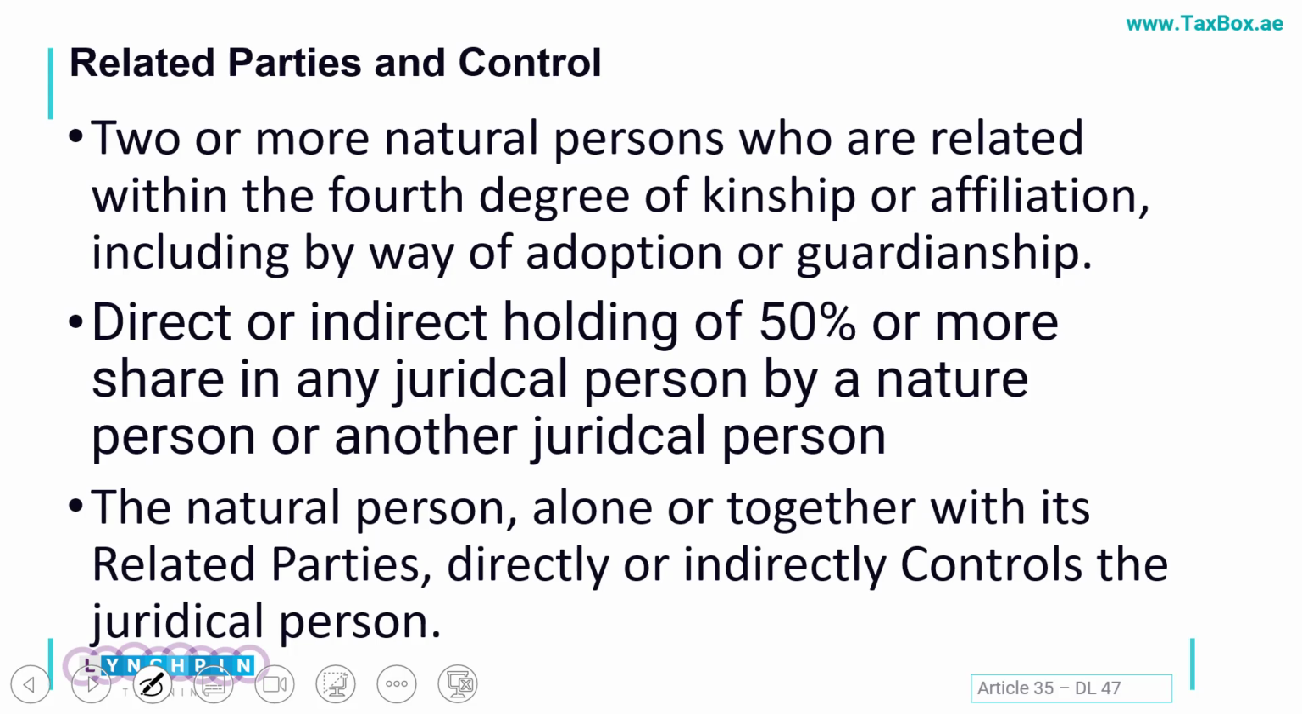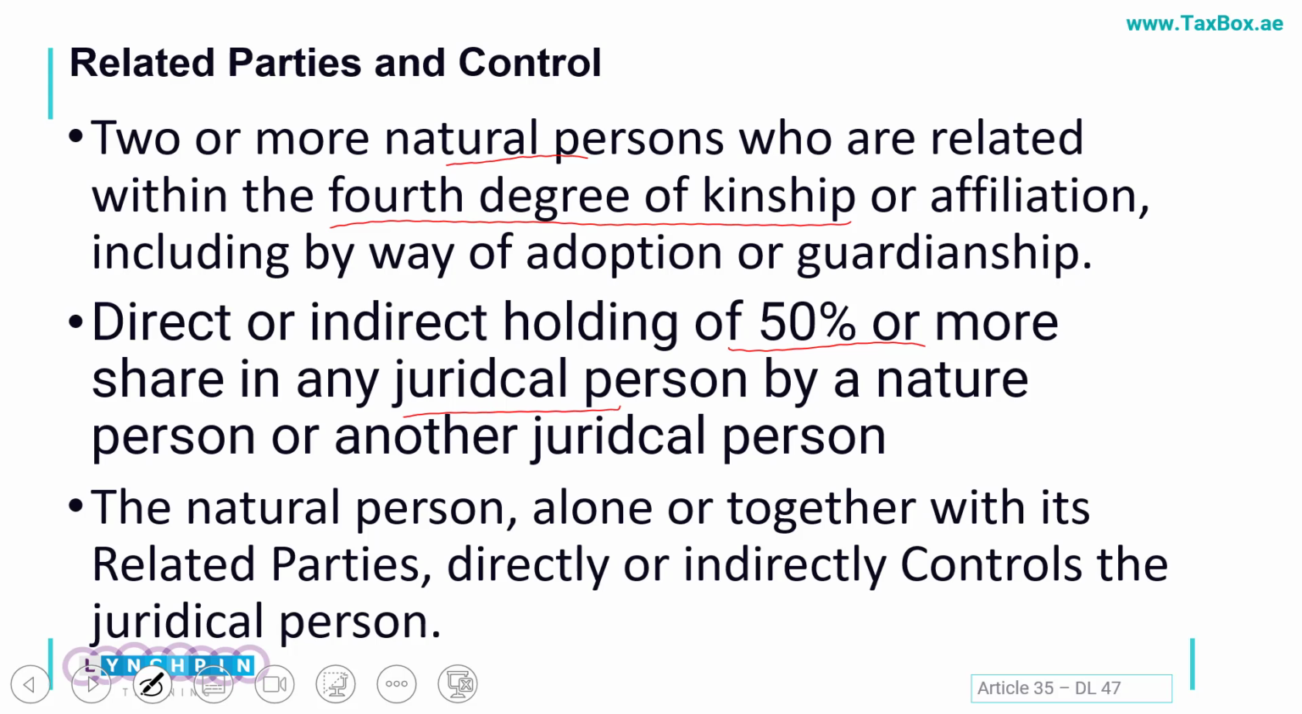Now, how is the concept of a related party or a connected person established? Two or more natural persons who are related with each other up to the 4th degree of kinship, which means father, son, grandson, and so on and so forth. And if any person or legal entity is holding 50% or higher in another entity, of course these two would also be considered as connected persons with each other.